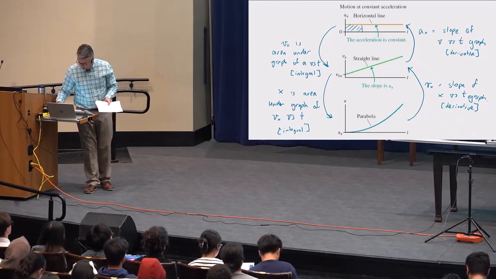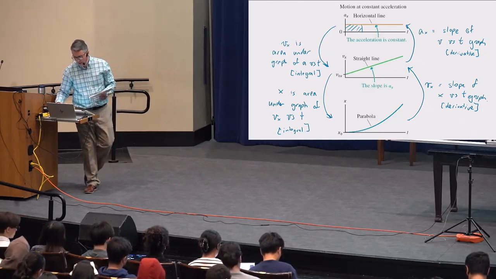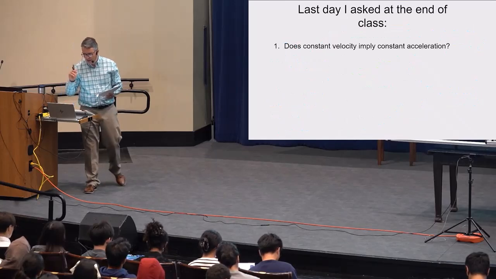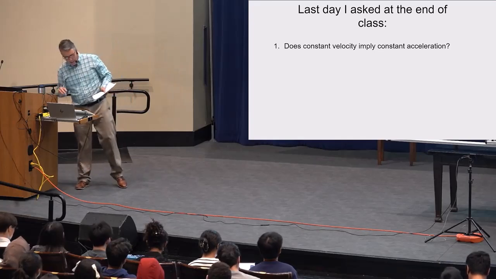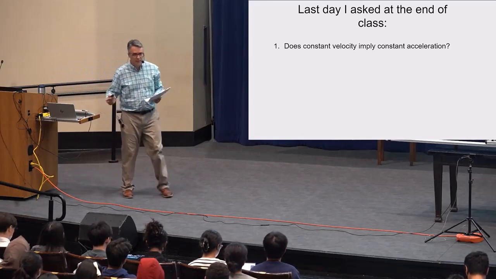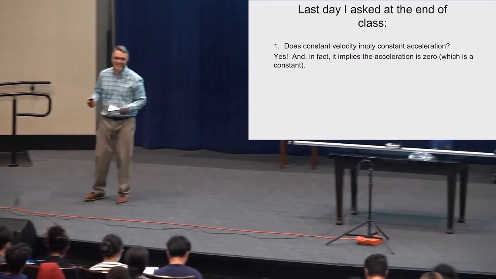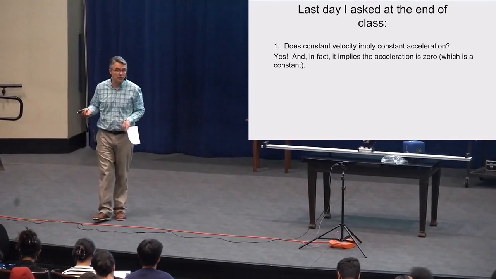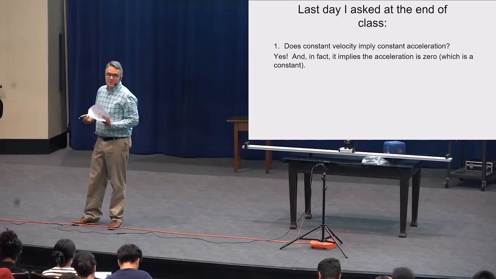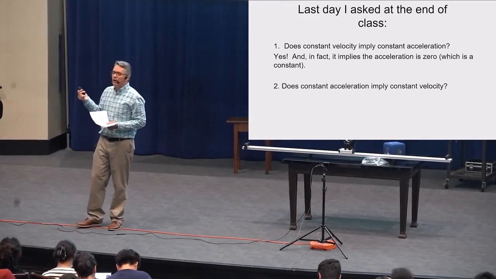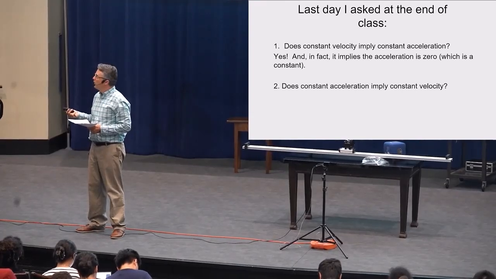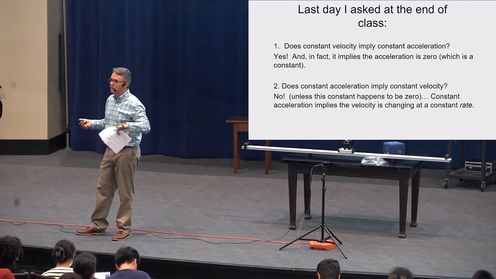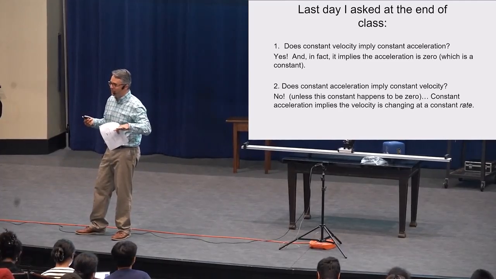I also asked you at the end of class last time to think about, does constant velocity imply constant acceleration? And the answer there is, yeah, it definitely does. In fact, it implies that the acceleration is 0, which is a constant. Okay. What about the other way around? Does constant acceleration imply constant velocity? In that case, the answer is no, unless I guess that constant happens to be 0.